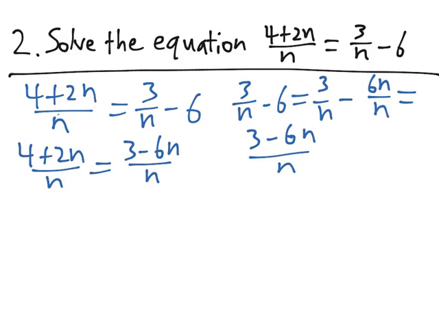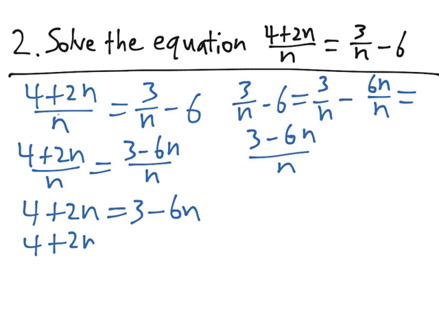In this case, we don't even need to cross multiply. If we multiply both sides of this equation by n, then the denominators of both sides will cancel, and we're left with 4 plus 2n equals 3 minus 6n. Now if we add 6n to both sides of the equation, we have 4 plus 2n plus 6n equals 3, since the 6n's on the right side will cancel. So 4 plus 8n equals 3.